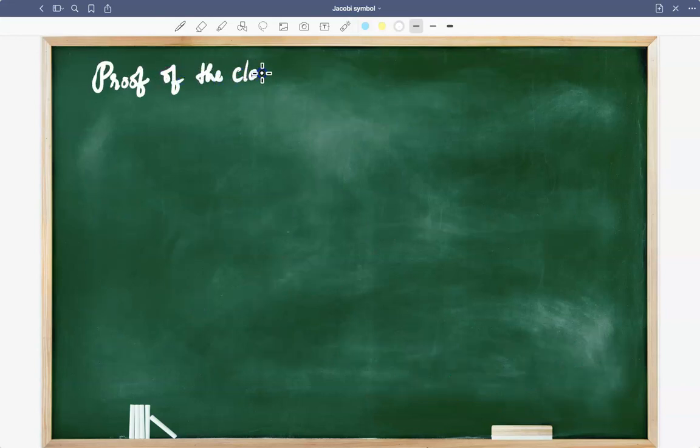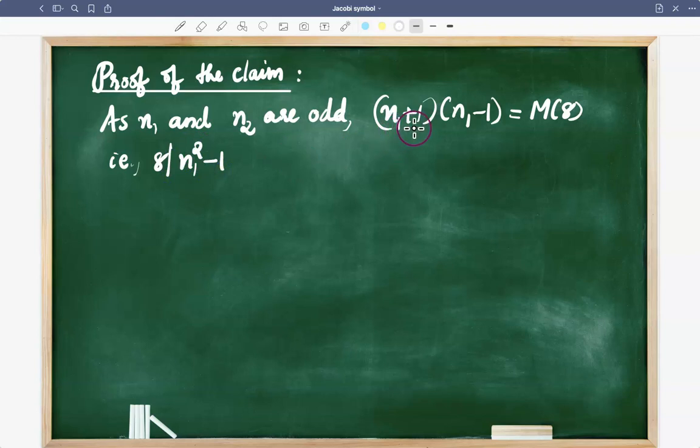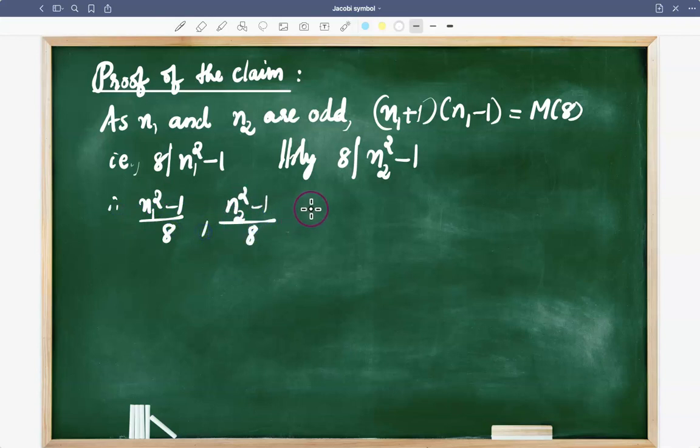Proof of the claim. We know that as n1 and n2 are odd, n1 plus 1 times n1 minus 1 will be the product of two even numbers, and one of them will be a multiple of 4 and the other will be a multiple of 2. So this product will be a multiple of 8. That is, 8 will divide n1 square minus 1, that is the product n1 plus 1 times n1 minus 1. Similarly, 8 will divide n2 square minus 1 also. Therefore, n1 square minus 1 by 8 and n2 square minus 1 by 8 are integers.